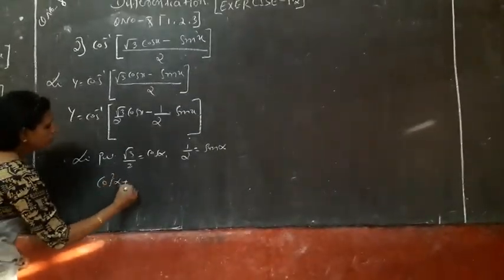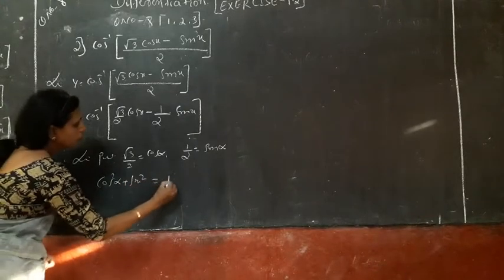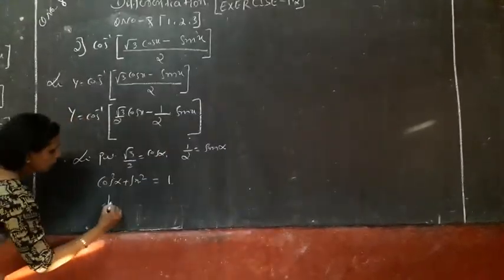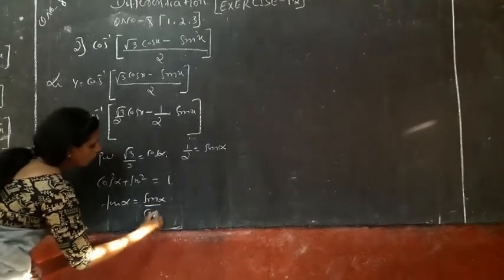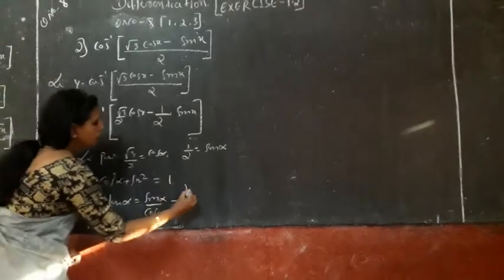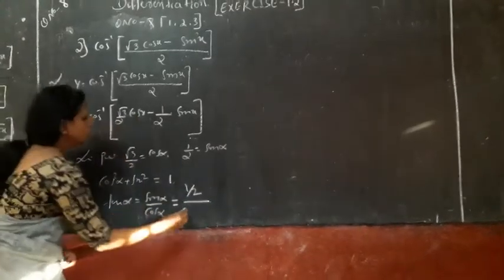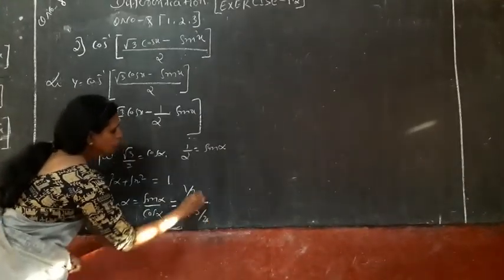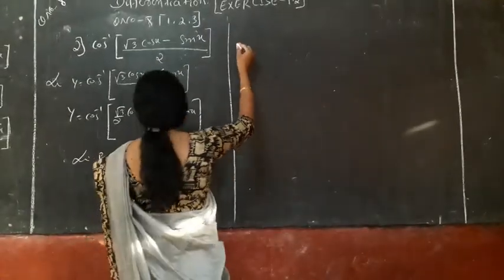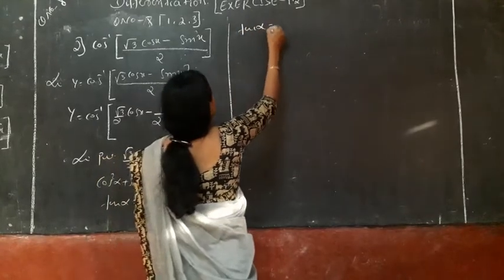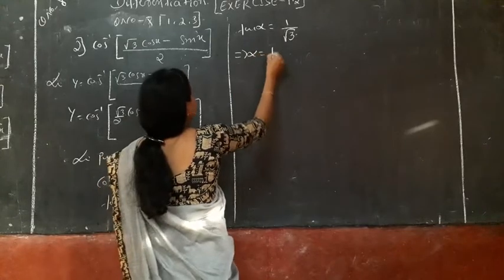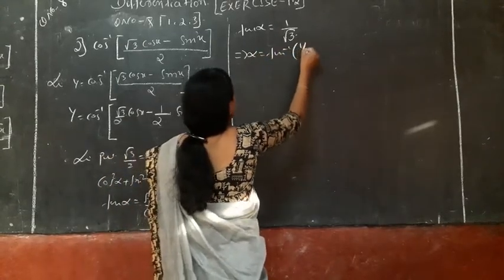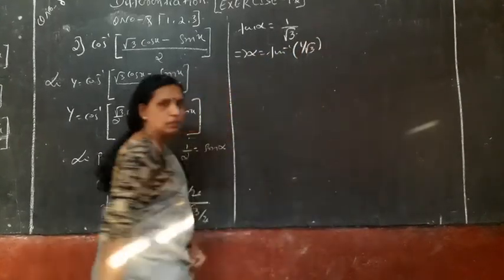Consider cos square alpha plus sin square alpha gives 1. Next, calculate tan alpha equal to sin alpha upon cos alpha. Sin alpha is 1 upon 2 and cos alpha is root 3 upon 2. The 2s get cancelled. We get tan alpha equal to 1 upon root 3. This implies alpha equals tan inverse of 1 upon root 3.